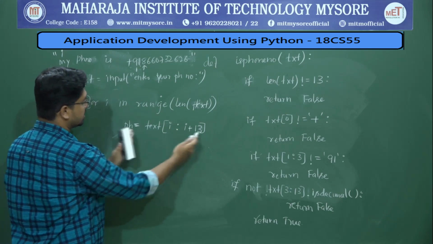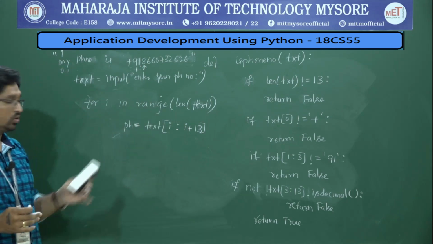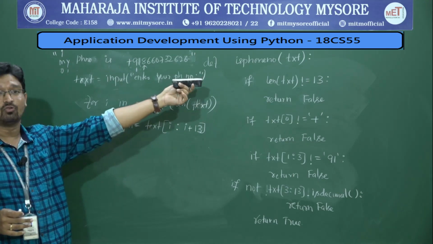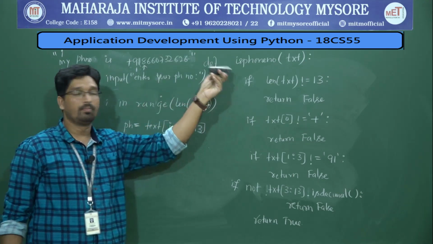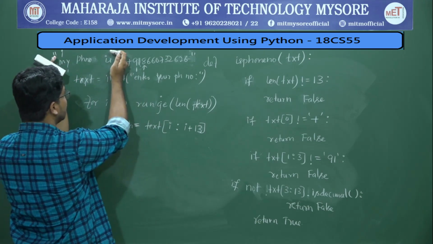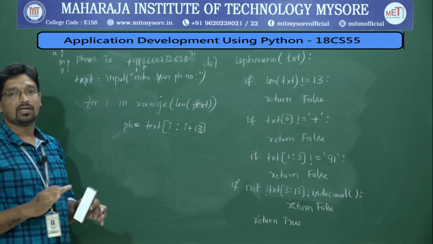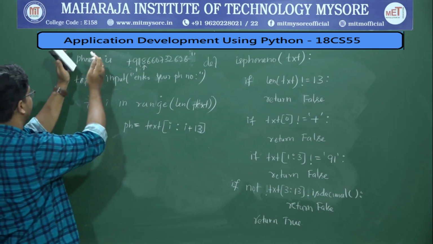So once you consider the chunk, once you have 13 characters, what you should do is call the is phone number function. You have 13 characters. Now you check whether these 13 characters are a phone number. Let us say if those 13 characters are not a phone number, let us shift.